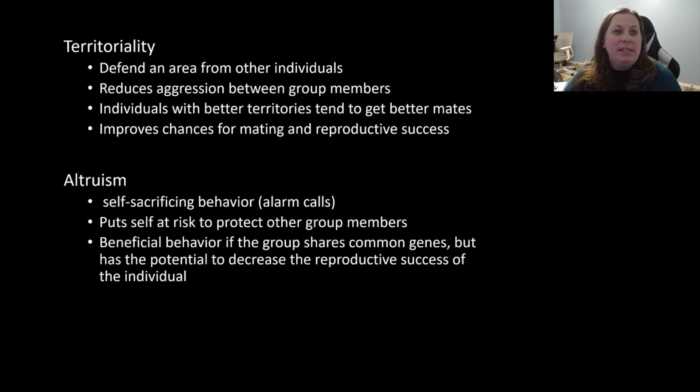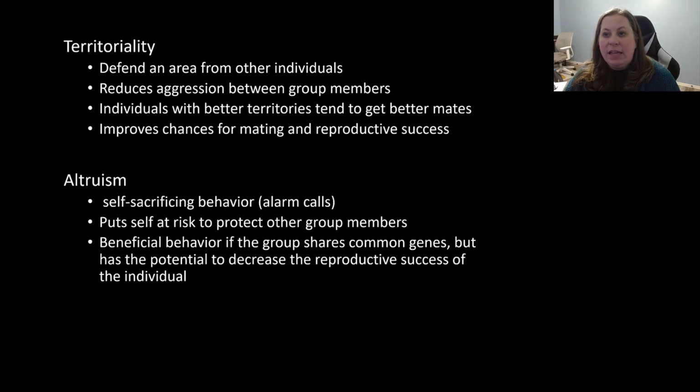The next one is territoriality. When we look at territories, these are going to be where they defend an area from other individuals. So it could be a group or it could be a single entity. The point of a territory is to help reduce aggression between group members. Individuals with better territories tend to get better mates, and it also improves their chances for mating and reproductive success, because remember, that's what being successful in nature is.